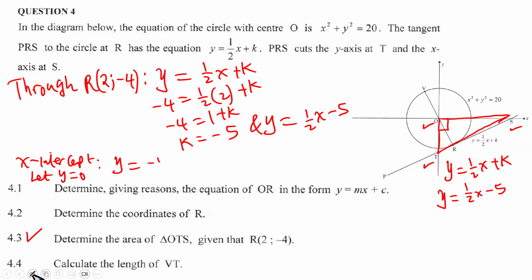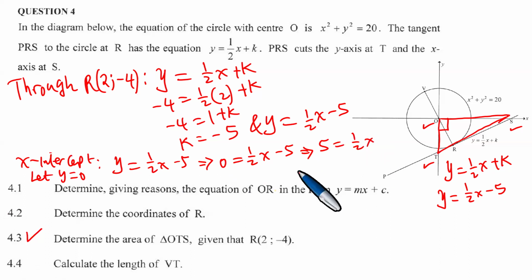Y equals 1/2 x minus 5, but we're saying effectively y is 0 here. So if y is 0, then 0 is 1/2 x minus 5. This implies that you bring the minus 5 to the other side, so that we have 5 is equal to 1/2 x. You cross multiply, 2 times 5 gives us 10 equals x. That tells us the coordinates of S: x is 10 and y is 0 at this point.